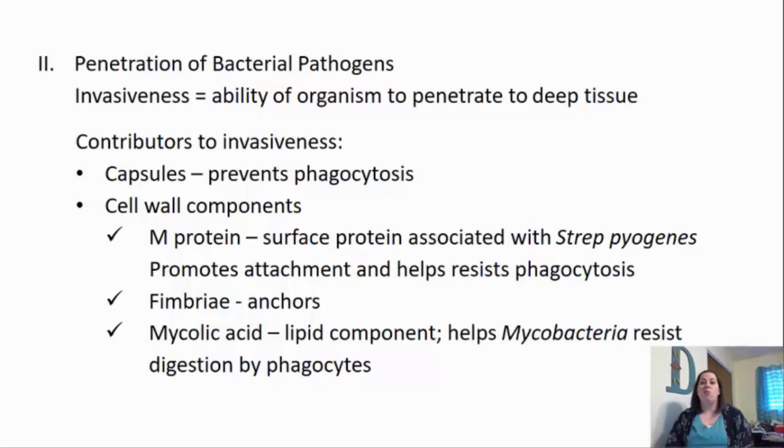We also see some cell wall components that can actually help with this invasiveness. One is known as the M protein. This is the surface protein associated with Strep pyogenes. This promotes attachment and helps resist phagocytosis. We also see some of them may have fimbriae, those extensions that help anchor them into place. Others have mycolic acid. This is a lipid component. This is going to help things like mycobacteria resist digestion from those phagocytic cells as well.